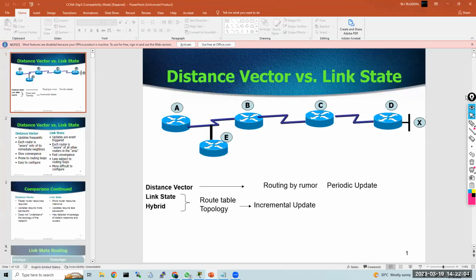Now, OSPF, guys, let's remember. It is a link state protocol. OSPF is a link state routing protocol. Distance vector is which routing protocol, guys? Distance vector. RIP. Then RIP and only RIP.